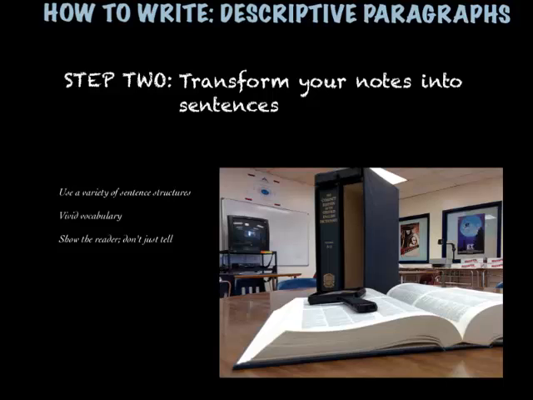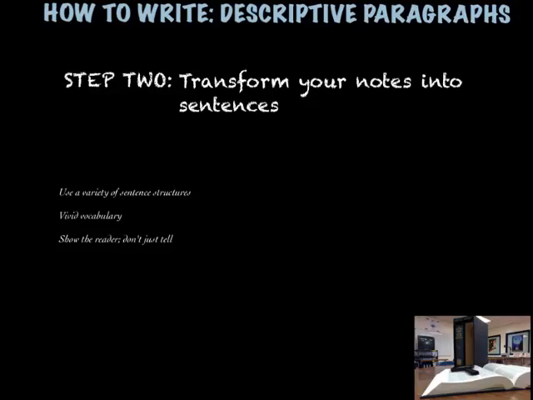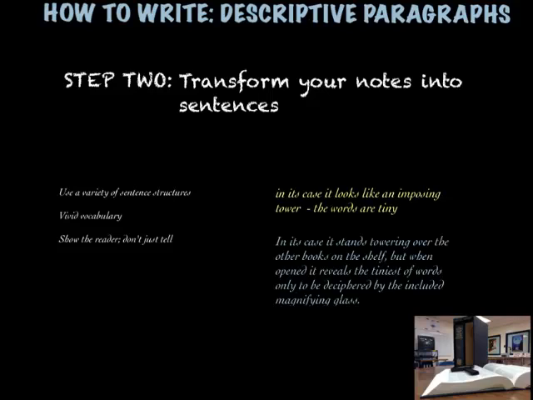Okay, so I'll take one of my details from step 1 and I'll rework it into a complete sentence. Let's use the detail about how the book looked. It said, in its case, it looks like an imposing tower. I also said that the words were tiny. So let's rework it and say something like, in its case, it stands towering over the other books on the shelf. But when it's opened, it reveals the tiniest of words, only to be deciphered by the included magnifying glass. I'm not totally sure about the wording, but we can play around with it later. Okay, so you go through your details and rework them into sentences, and you move to step 3.